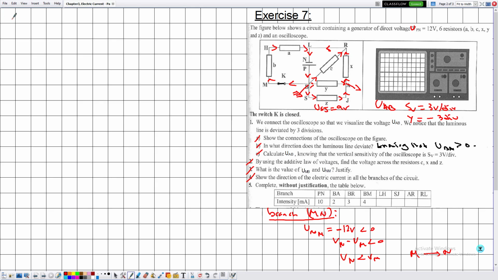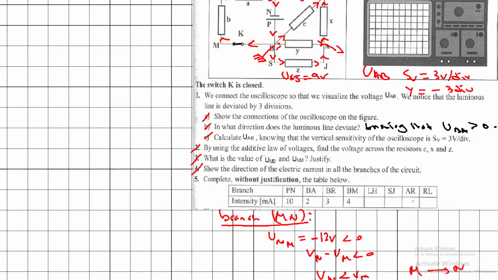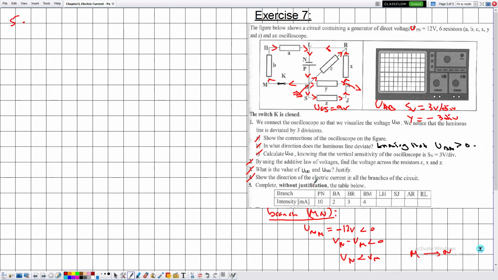Now in part 5 we need to complete, with the justification, the table below. The table consists of 2 rows. The first row is the branch and the second row is the intensity of the current, which is the value of the electric current. So here let me label the currents in different branches.